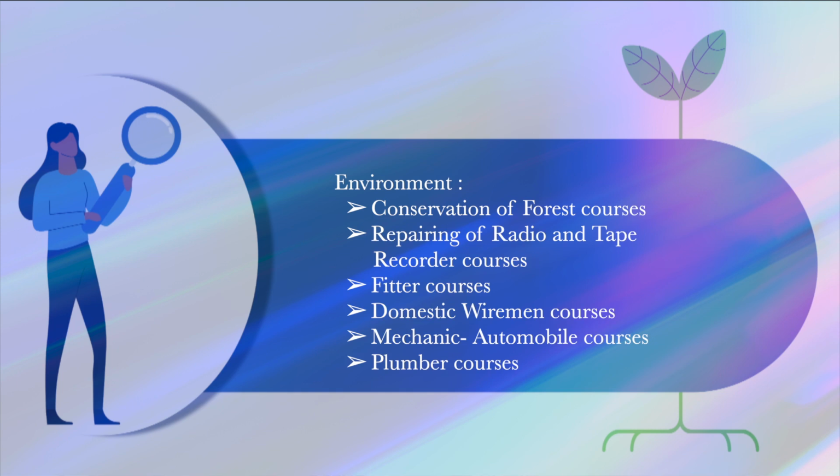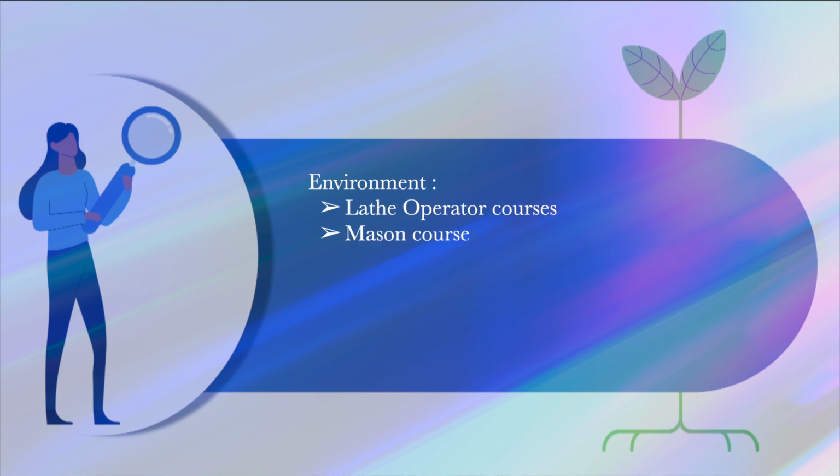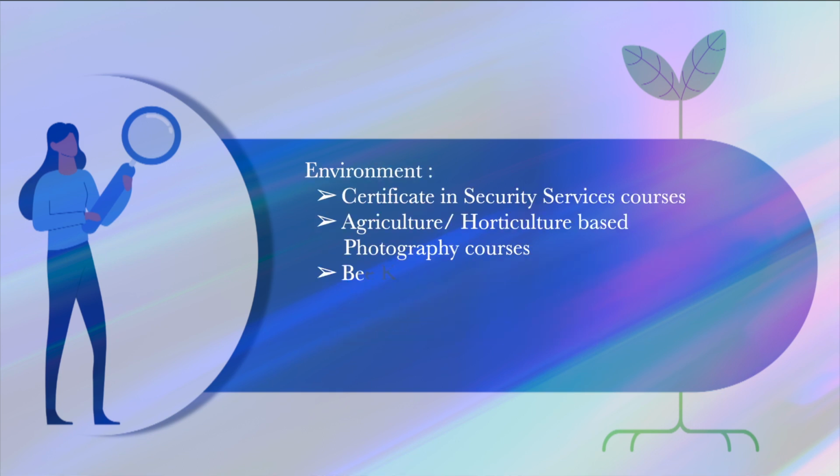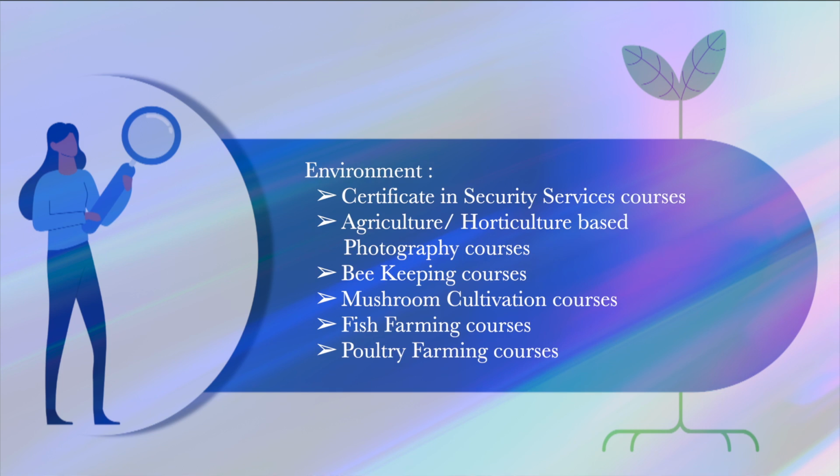Environment related courses include conservation of forests, repairing of radio and tape recorder, fitter, domestic wireman, mechanic automobile, plumber, lathe operator, mason, multi-skill vocational program, industrial painting technician, gardeners training, computer assembling, certificate in security services, agriculture or horticulture based photography, beekeeping, mushroom cultivation, fish farming, poultry farming, and others.